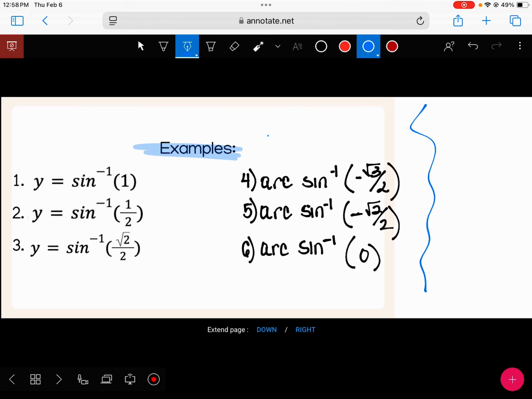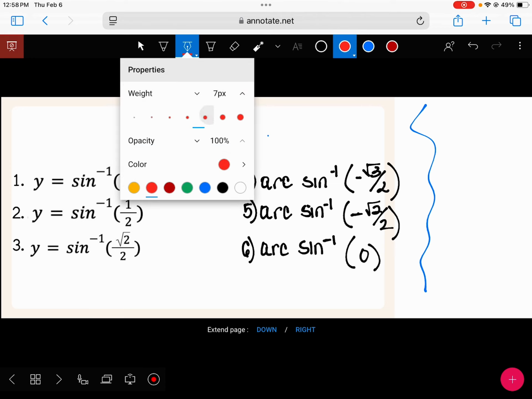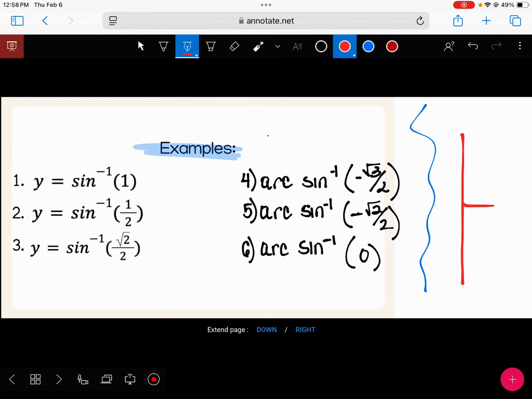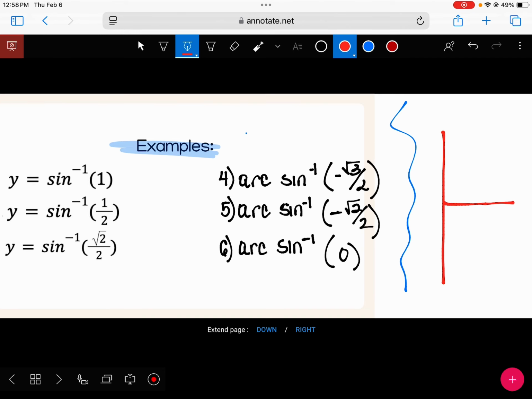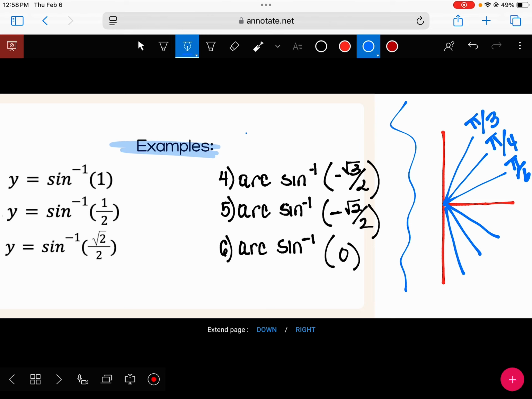And I'm going to give you a small illustration here. Because just like Anna said, we're only looking in quadrants 1 and 4. So this is my quadrants 1 and 4. These are the angles in quadrants 1 and 4. This would be positive pi over 6. This would be pi over 4. This would be pi over 3. And then we'll talk about the second half.